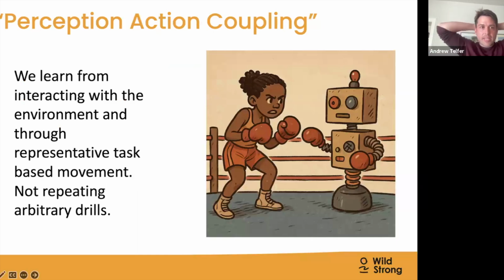The other thing I want to connect here, and this is big with Brazilian Jiu-Jitsu and combat sports as well, is this idea of perception action coupling. And I guess the best way to talk about this is to talk about mistakes that have been made in the past with training.